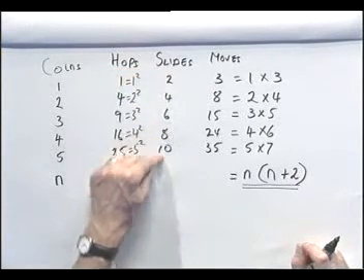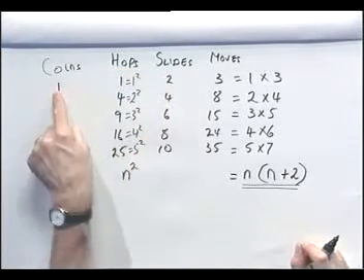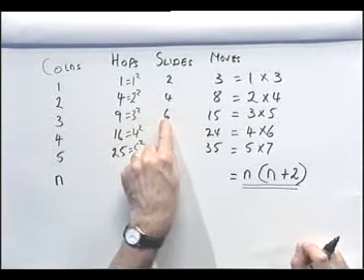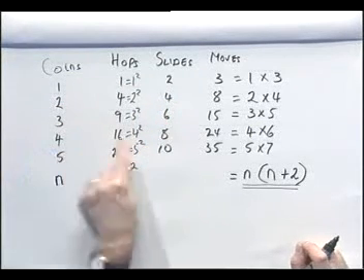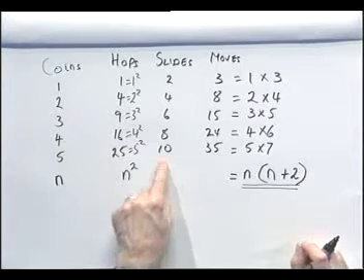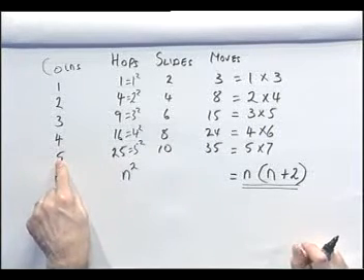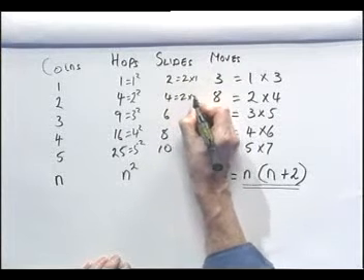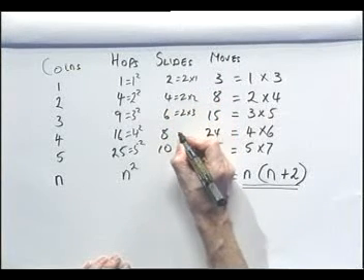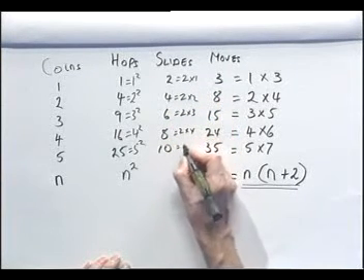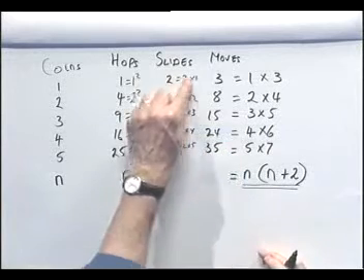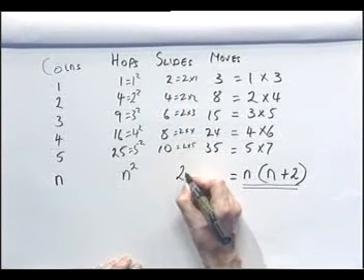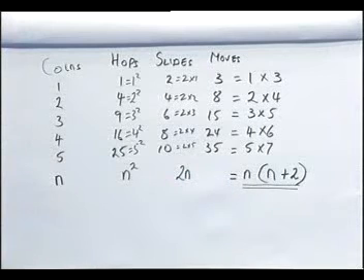If we look down here, each one of these relates in the same way. 4 is 2 times 2. 6 is 2 times by 3. 8 is 2 times by 4. 10, 2 times by 5. So again, 2 times by 1, 2 times by 2, 2 times by 3, 2 times by 4, 2 times by 5. This is our n again, so we must have 2 times by n, or 2n.